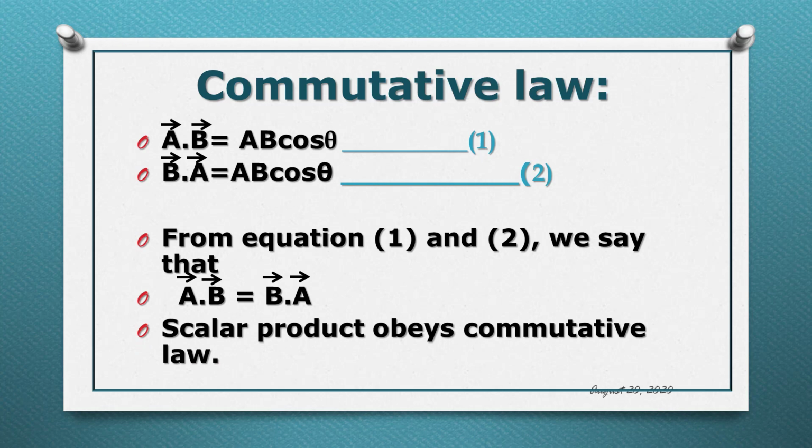This is the commutative law basically. So the scalar product is obeying the commutative law. If we are changing the order of the multiplication, if we are placing vector A first and then vector B, then it will make no change. A dot B is equal to B dot A. So the scalar product obeys the commutative law. Okay, keep this in mind that for the scalar product the commutative law holds.